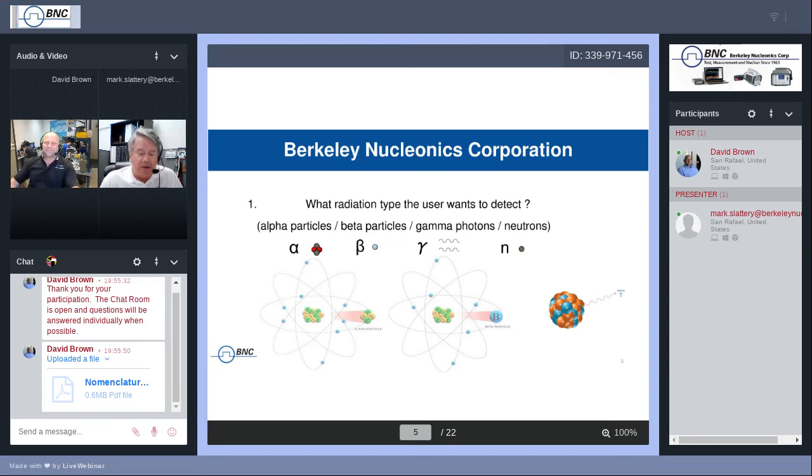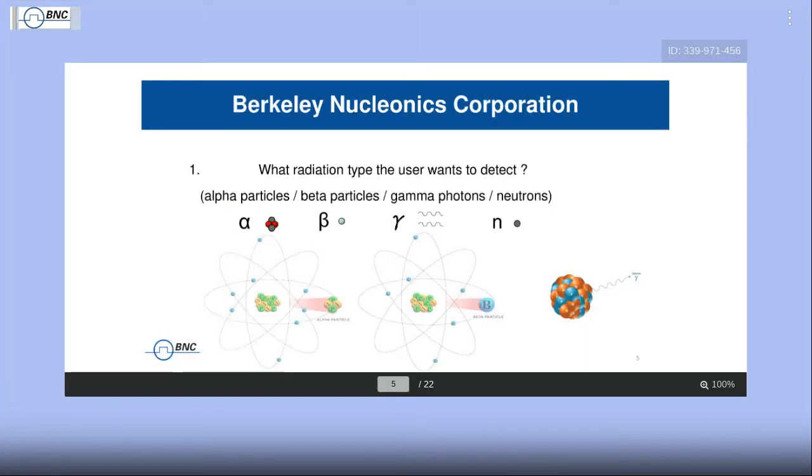Or neutrons. Are you looking for neutrons? It's an entirely different kettle of fish. It has some mass to it, it's very energized, and can cut through quite a lot of materials. So these are the types of things, and based on the type of radiation that you're looking at, this is what we would advise.